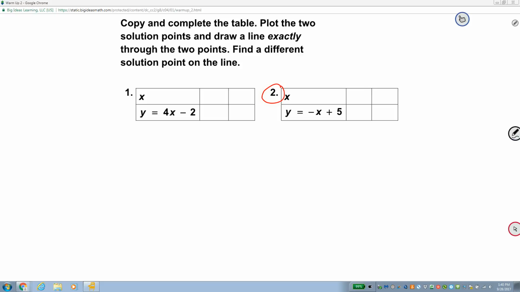All right, just finish up with what you have. Make sure your name's on it, and you guys can get out of here.